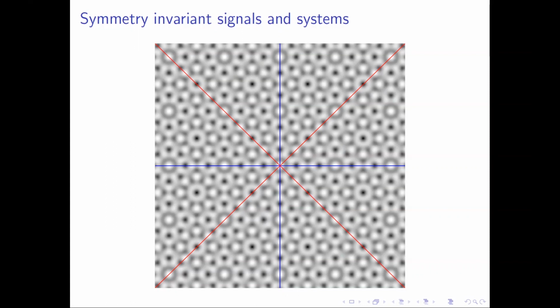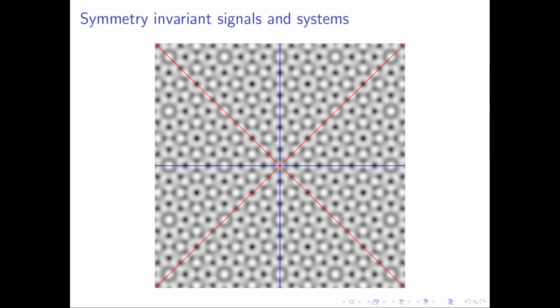Chapter 12 presents a novel contribution on symmetry invariant signals and systems. This extends the notion of shift invariance to other symmetries such as rotations and reflections. The figure on this slide shows a sinusoid with 8-fold symmetry. It is an eigenfunction for a certain category of symmetry invariant systems. This signal is invariant under rotations by multiples of 90 degrees and by reflections about the axes shown here in blue and red. The chapter considers first the case of aperiodic signals and then considers periodic signals.